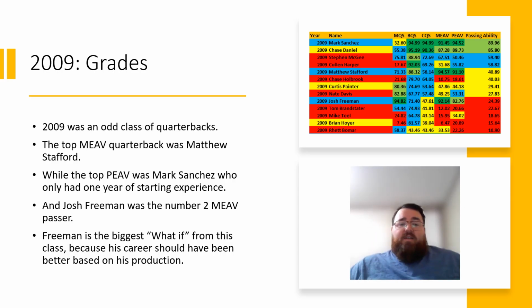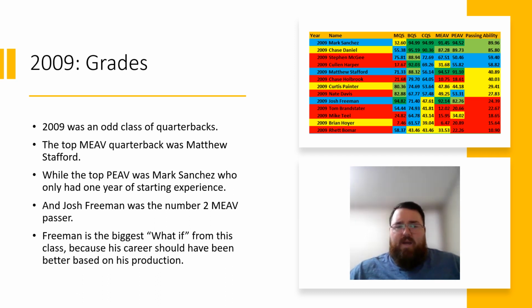Moving on to 2009. 2009 was an odd class of quarterbacks. The top MEAV or mobile quarterback was Matthew Stafford. And then the top PEAV was Mark Sanchez. However, he only had 1 year of starting experience at USC in terms of a full year of starts. Josh Freeman was the number 2 mobile quarterback. Freeman is probably the biggest what if from this class because his career should have been better based on his production, but this is definitely a class that is interesting.